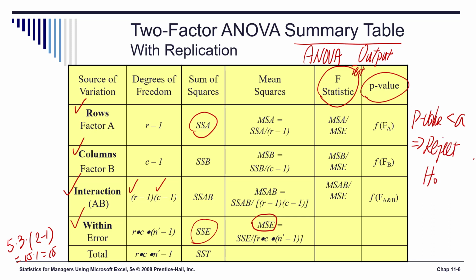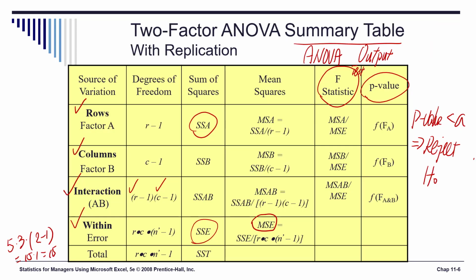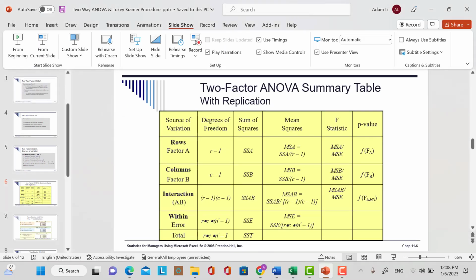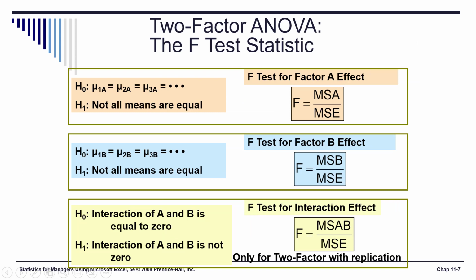So we're going to explain the 3 hypothesis tests here in the two-factor ANOVA in a second. Okay, one second. Let me find that PowerPoint note. This is the one. Okay, so two-factor ANOVA, the F-test statistics.